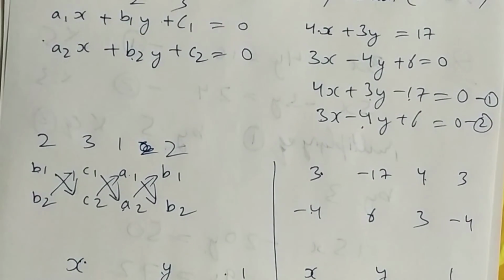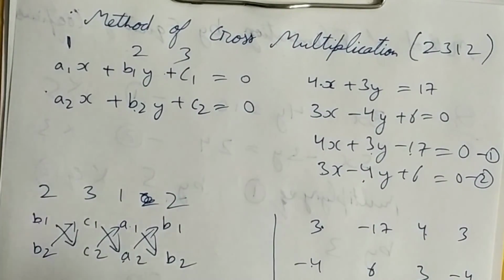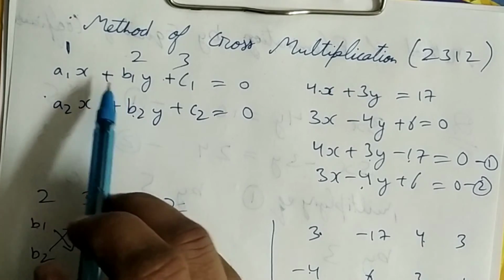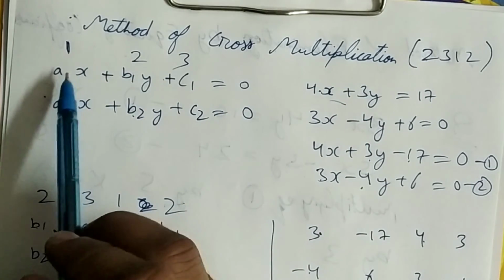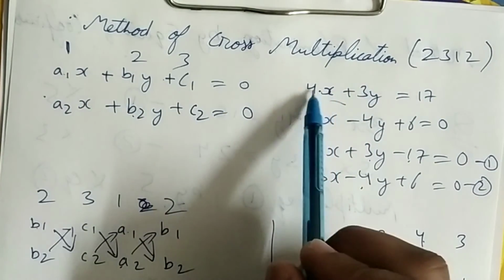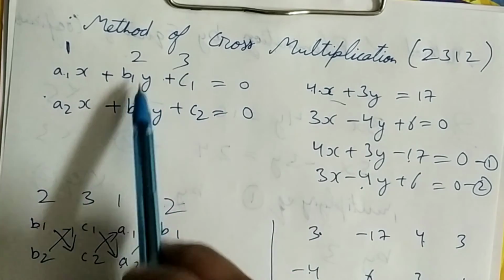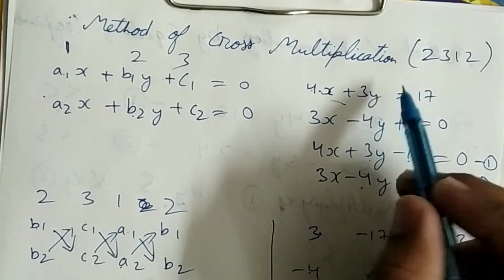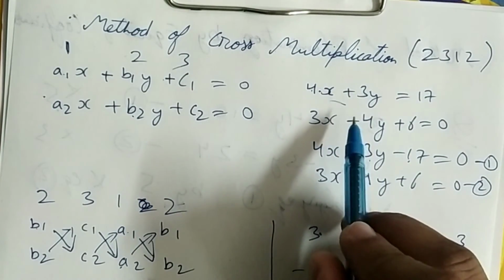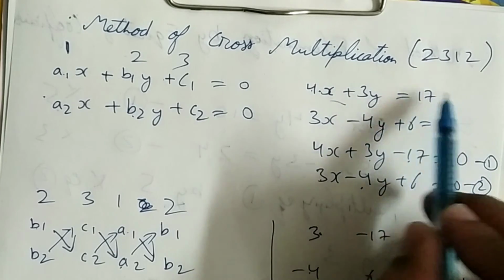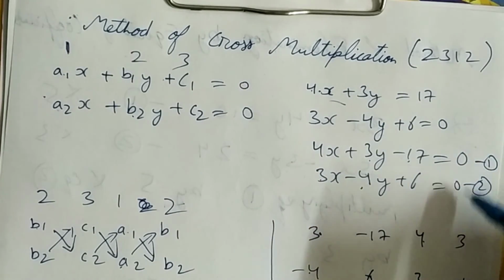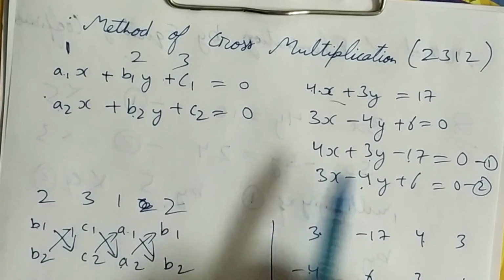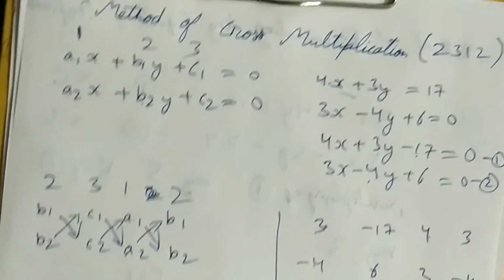Okay, let me explain once more. These are the equations, these are the reference equations. The coefficient of x, a1, is 4, b1 is 3 and c1 is minus 17. You have to remember that all the terms should be on the left hand side of the equal to sign, not on the right hand side. No term should be on the right hand side, there must be 0 on the right hand side. So this is how it looks: a2 is 3, b2 is minus 4, c2 is 6.